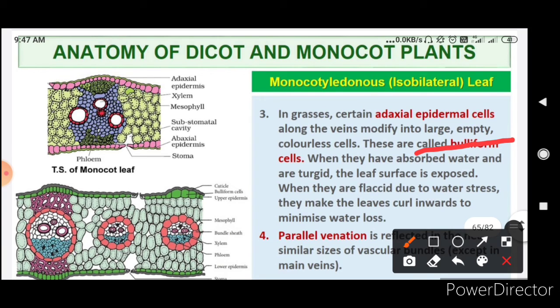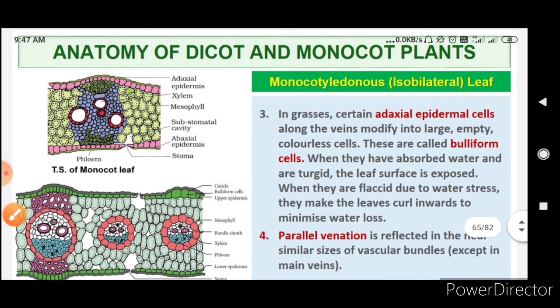This you can see in the Chui Mui plant. When you touch the plant, changes come in these bulliform cells, due to which it seems like it is curling its leaves inwards. That is Mimosa pudica, the Chui Mui plant.